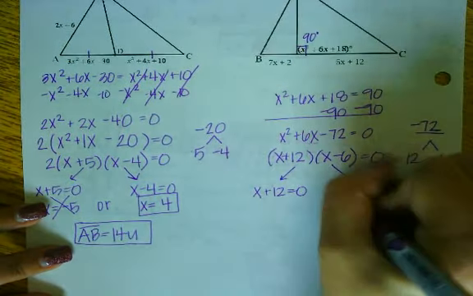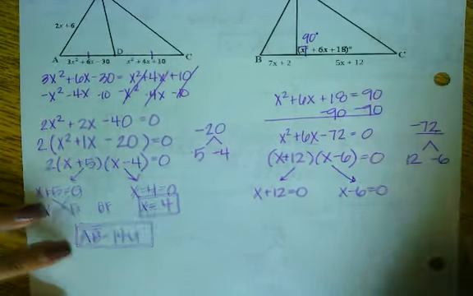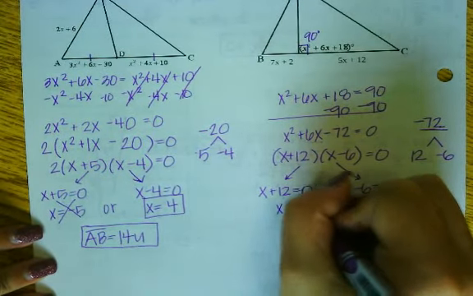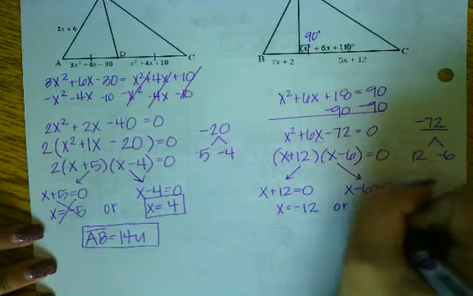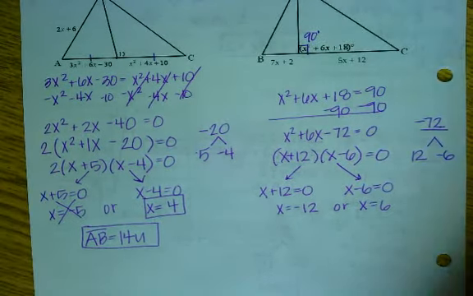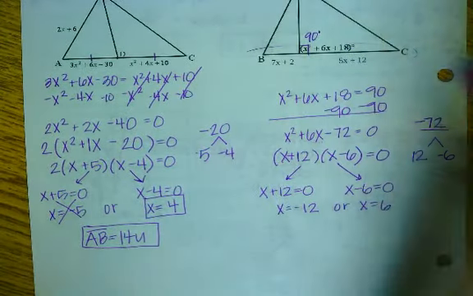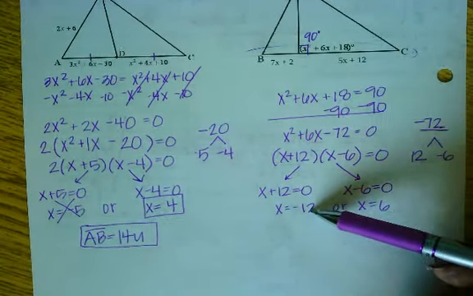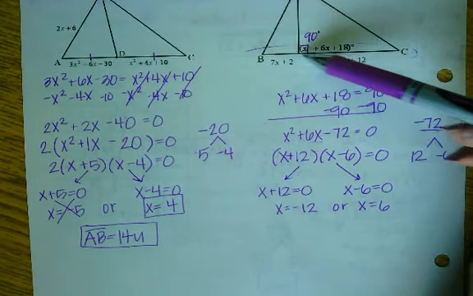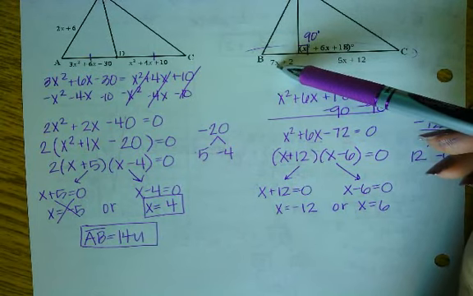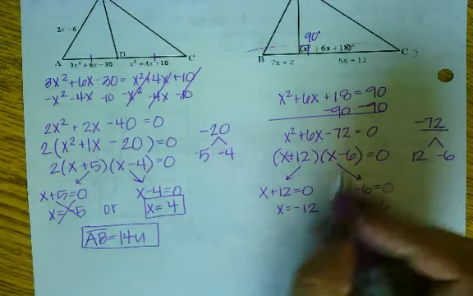If I put negative 12 in for this length here, 7 times negative 12 is what? Plus 2. So can we have a negative 12? No. So let's plug in 6. 7 times 6 is what? 42 plus 2. 5 times 6 is plus 12. So the length of BC is what? 86.